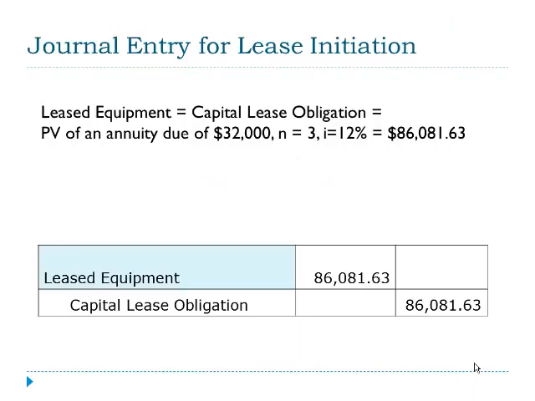The leased equipment and the capital lease obligation have the value of a present value of an annuity due of $32,000 for 3 periods at a 12% interest rate. You can calculate that in a spreadsheet using the present value function or on a financial calculator by setting it to annuity due and then entering as payment $32,000, number of periods 3, interest 12, and calculating $86,081.63. The journal entry then increases the asset and increases the liability.